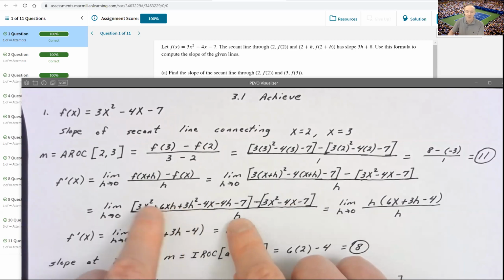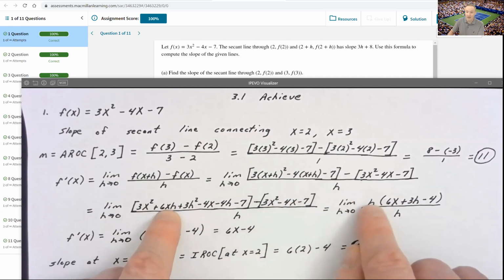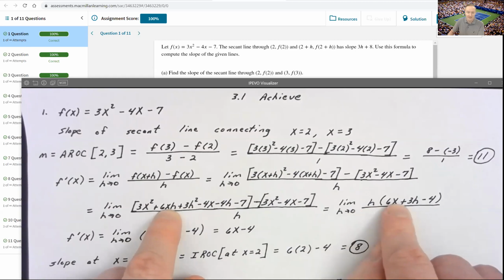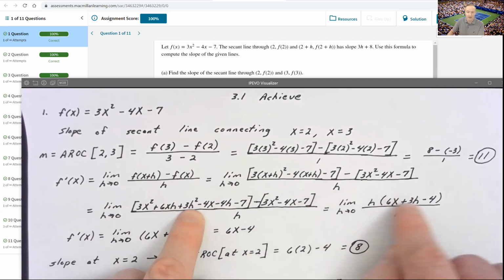Okay, so I know the 3x squared minus 3x squared cancels, just like I said they would. Here's my first term that doesn't cancel. It'd be 6xh. I knew every term that wouldn't cancel would have a factor of h, so I went ahead and factored that h out, and I have a 6x left for that first term. Next term, 3h squared doesn't cancel. Factor an h out of that, you're left with plus 3h here.